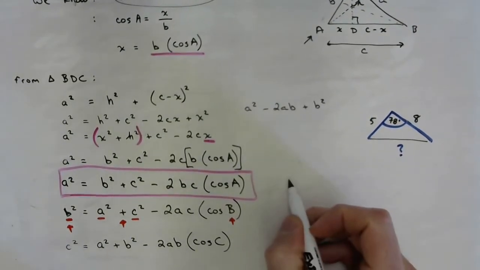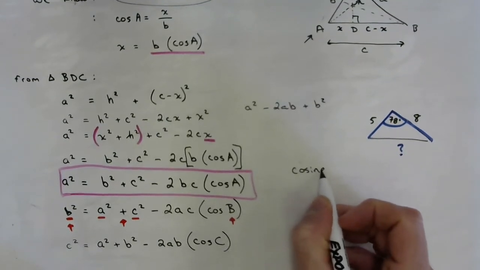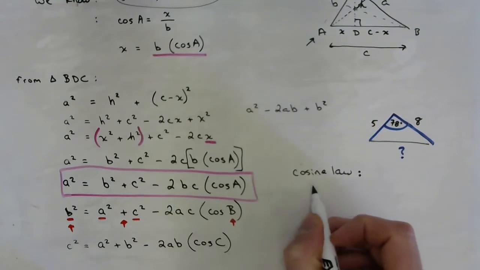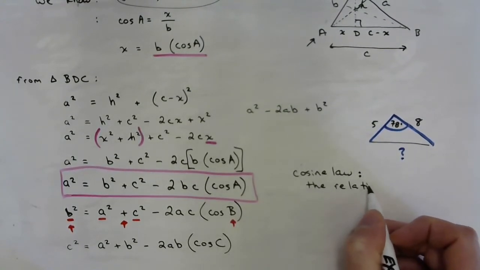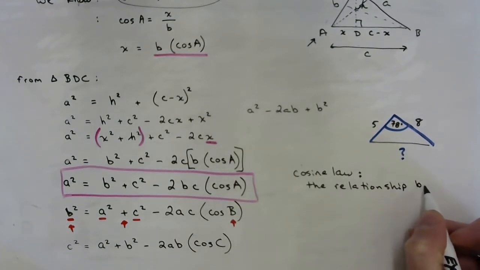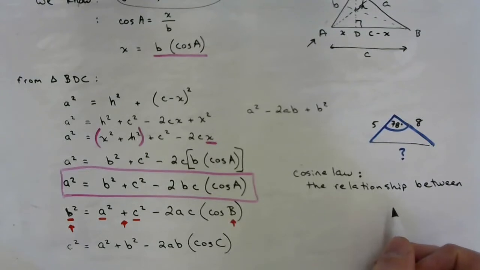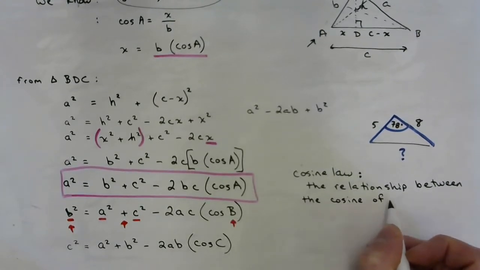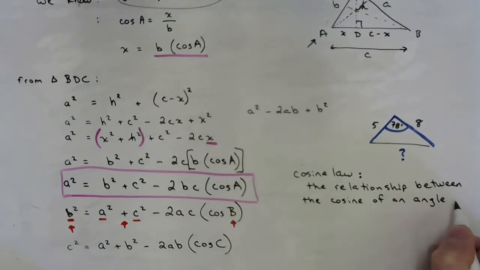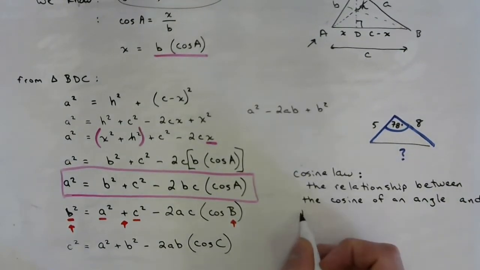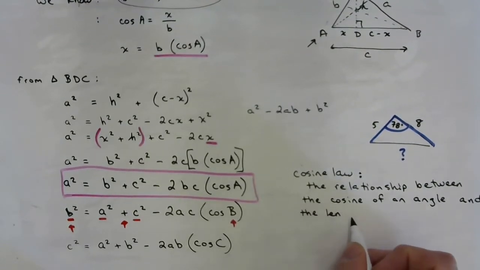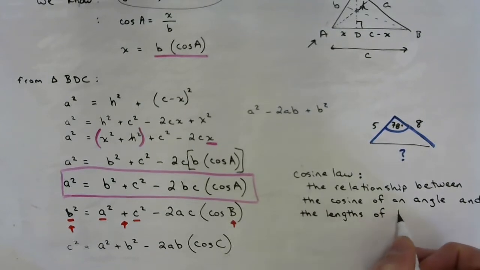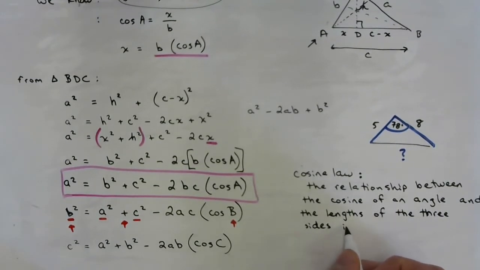Okay? I'm going to write a little statement that goes with cosine law. Cosine law: the relationship between the cosine of an angle and the lengths of the three sides in an acute triangle.